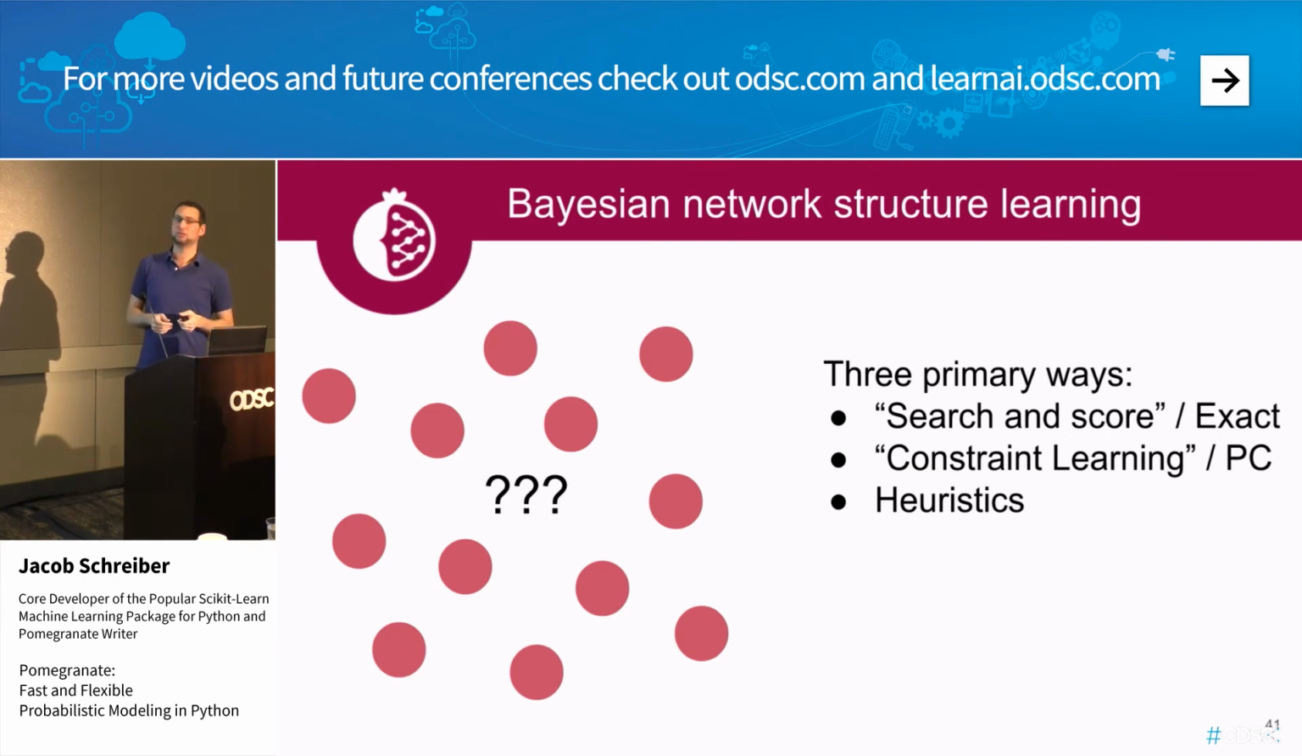The second is called constraint learning, where you first perform some sort of statistical tests to identify which pairs of variables are unlikely to interact, and then you don't bother checking them. Last are some heuristics, because both of those methods take a lot of time, and frequently what you need is a good but not necessarily optimal Bayesian network, and you need it fast.